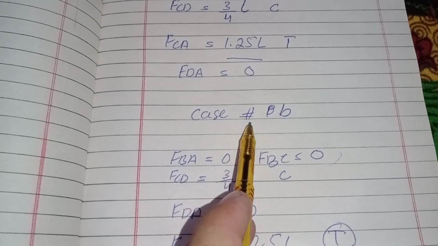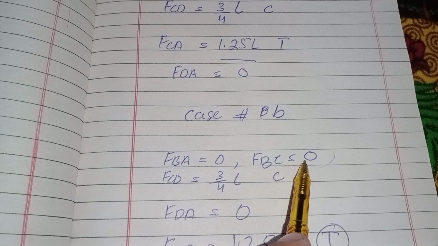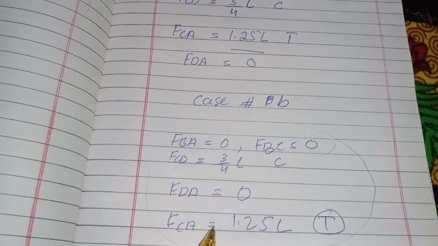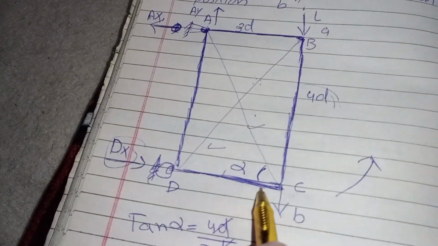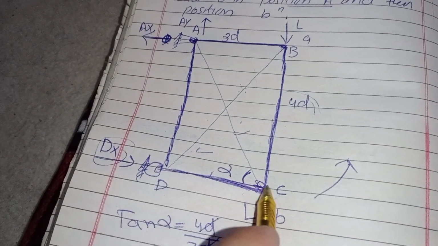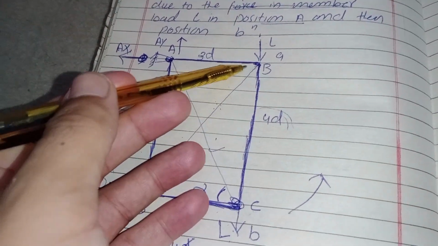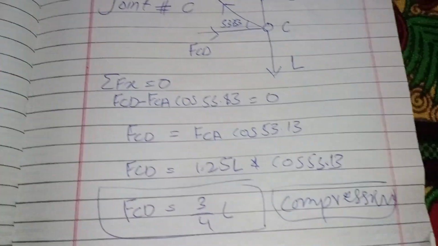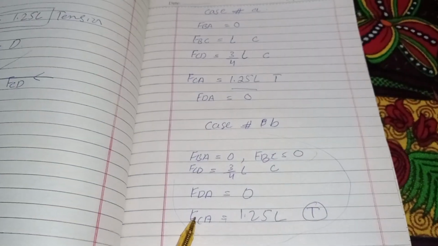In case B, if the load is at joint C, then there will be no force in member FBC. Okay, this is the safest case when we apply load on joint C. This will be the safe case for us. If I apply load at this joint, this will be the safe case because there will be no force in this joint. Okay, so we have found all these forces. Thank you very much.